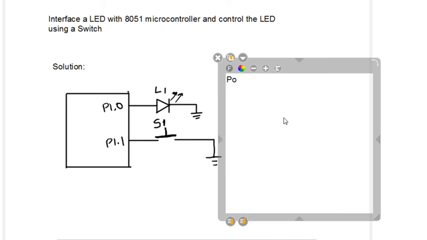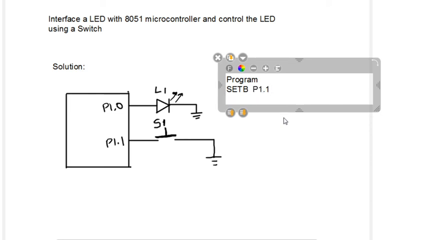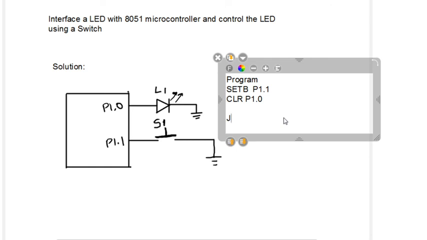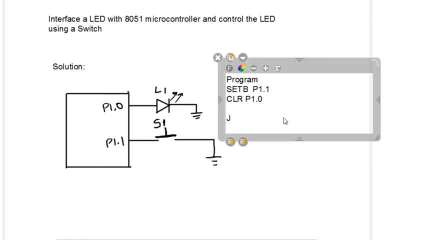Let me write the program. Program is like this. First I need to set bit P1.1, that is to make it an input, and clear P1.0 to turn off the LED, and I need to check the status of the switch. Jump if bit P1.1.